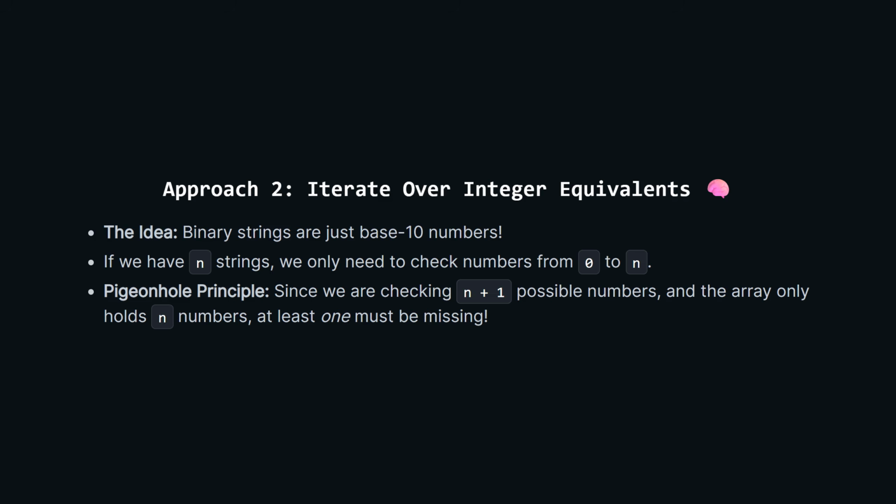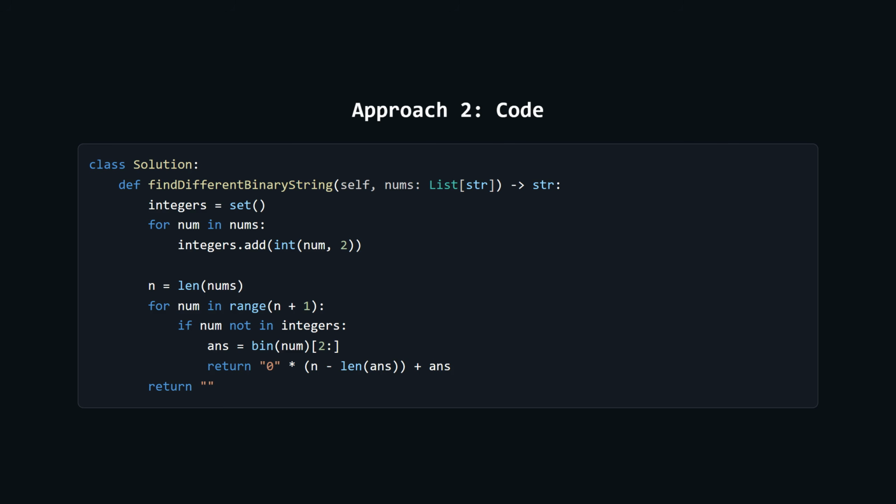Okay, approach number 2. Instead of treating these as strings, what if we treat them as base 10 numbers? We have n unique numbers in our list. If we just count up from 0 to n, we are checking n plus 1 numbers. Because we only have n slots in our list, by the pigeonhole principle, at least one number in that range has to be missing. And here's the code for the integer approach. We convert the binary strings to a set of integers.